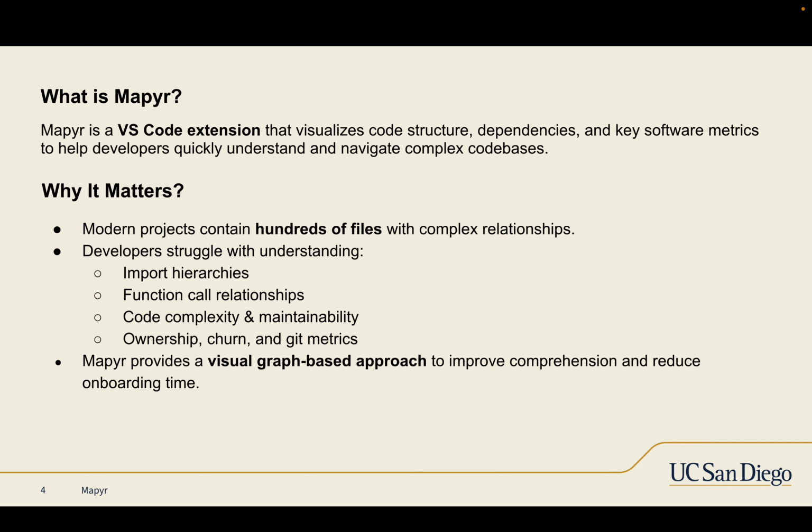Along with structure, Mapper computes several useful software metrics like cyclomatic complexity, maintainability index, logical lines of code, and also duplication percentage. It also contains Git based metrics such as churn, ownership, last modified history, and much more. These metrics give quick insight into code quality and hotspots in the project.